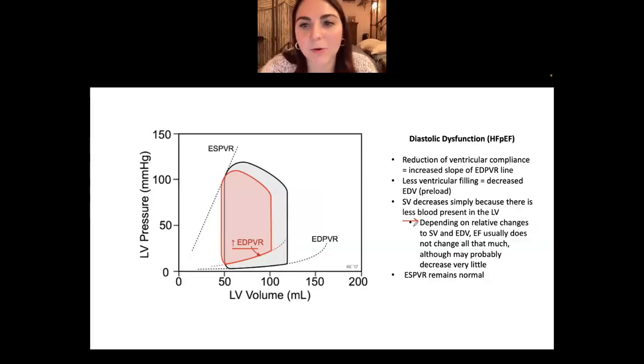So this is what I wrote here, depending on those relative changes, that's why your ejection fraction might not change at all. But like I said earlier, it can still decrease. Even though it says preserved ejection fraction, it can still be lower than normal. It's just not really low, like in the 30s. And then your ESPVR is normal, because again, there's not a problem with systole here.